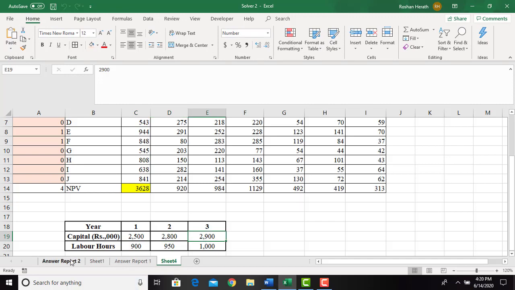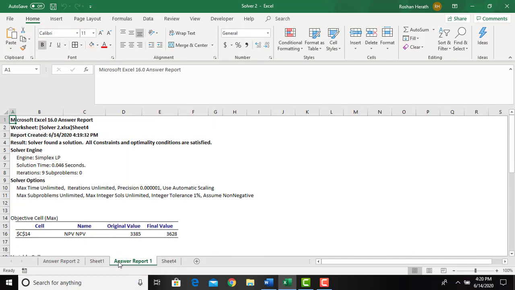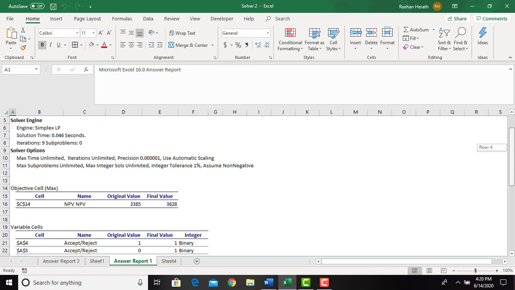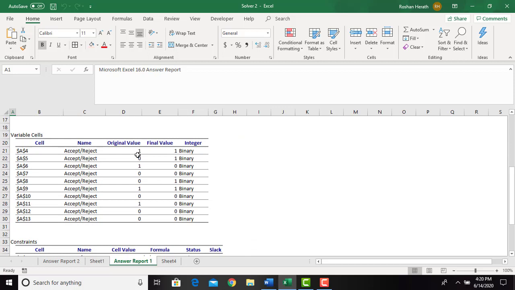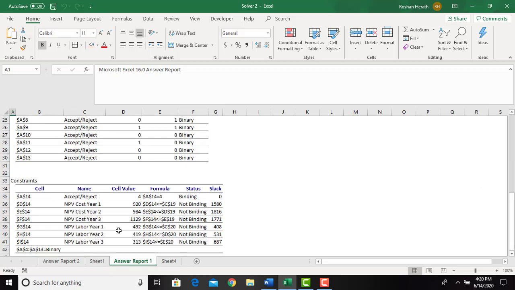So let's look at the answer report here. This is it. You are going to accept the projects. This was the original values and these are the final values. You accept the first one, second one, fifth one, sixth one. And when it comes to these constraints, yes, it was perfectly taken.